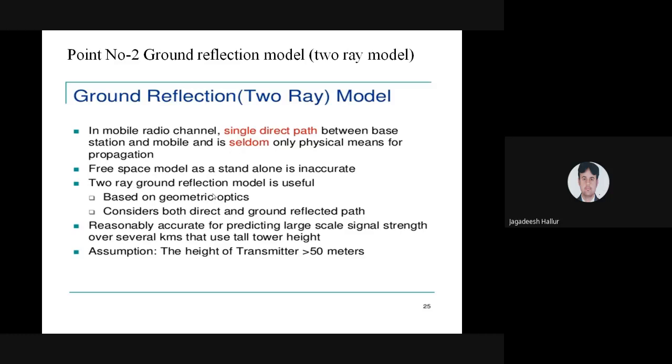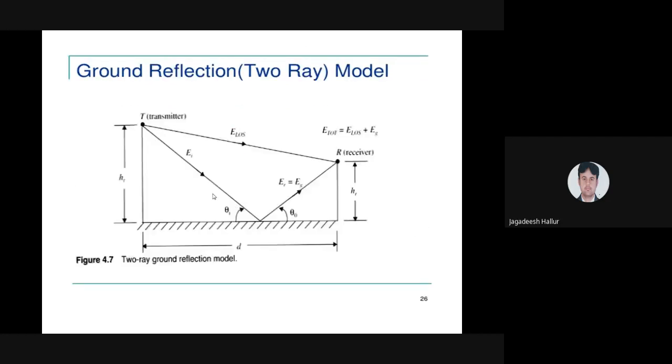For the MCQ point of view, he will ask you the question: what is the total electric field for a ground reflection model? There is a diagram he has given for the ground reflection or two-ray model. There is a transmitter and a receiver, and from the transmitter, you see arrow marks for two waves going to the receiver.